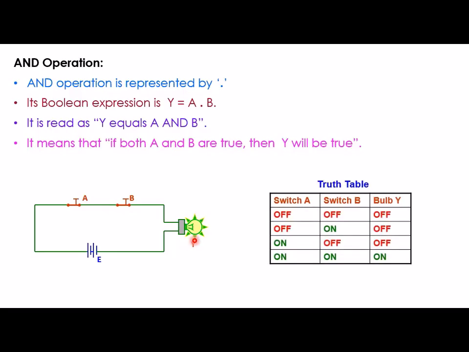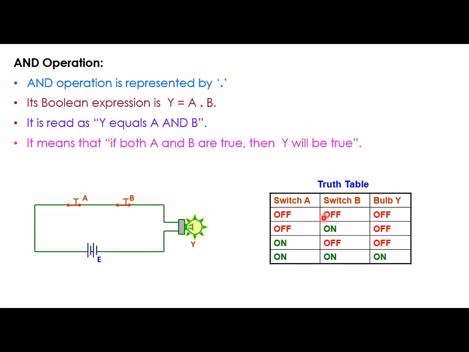Okay. So if I want to represent this electrical circuit through a truth table, through a table of values, then if switch A is off, switch B is off, then bulb is off. If switch A is off, B is on, then also bulb is off. If switch A is on, B is off, then also bulb is off. And the bulb is going to glow only when both switches A and B are on.